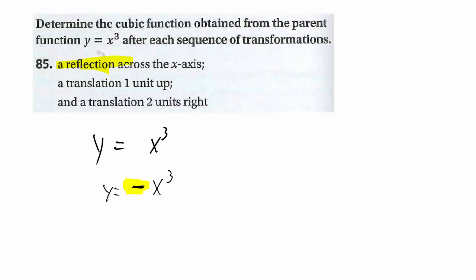Okay, but then I want to take that and translate it 1 unit up. Well, to do that, I'm going to keep the negative x cubed, I already did that, but then I'm going to add the 1. So if you want to translate something 1 unit up, remember you're just adding something on at the end. Okay, but now I want to translate it 2 units right. And remember, you're going to need parentheses here.